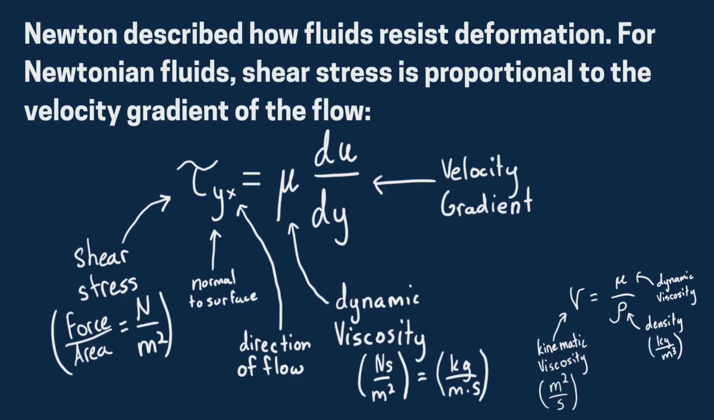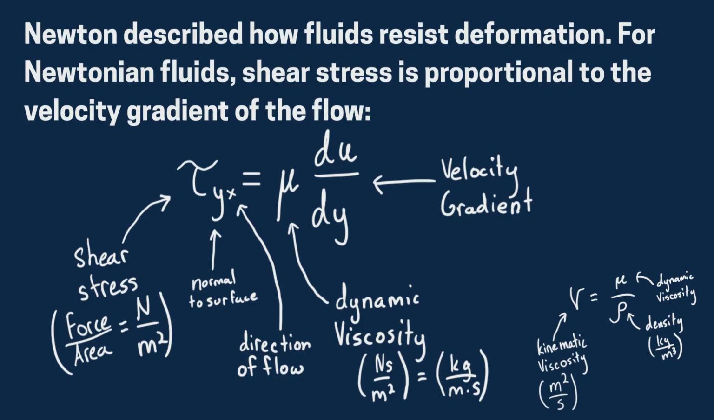For Newtonian fluids, shear stress is proportional to the velocity gradient of the flow, as we could see in the equation below. The first term to the left is shear stress, denoted by tau. The label is force over area, and in the metric system is newtons over meters squared. Notice the notations we use for shear stress. In this case, the y-axis would be normal to the surface, while the x-axis would be in the direction of the flow. Tau yx is the common case for when we have flow between two rectangular surfaces.